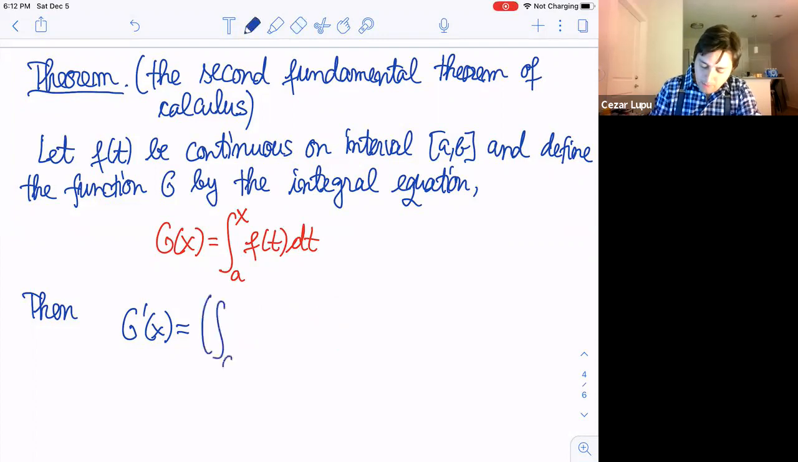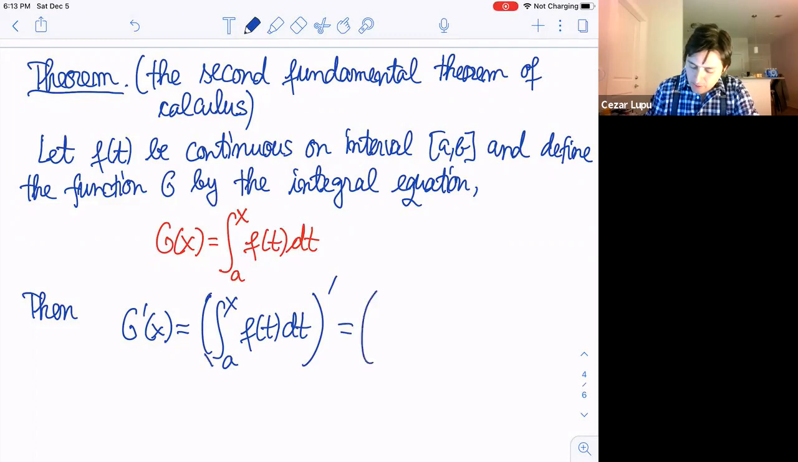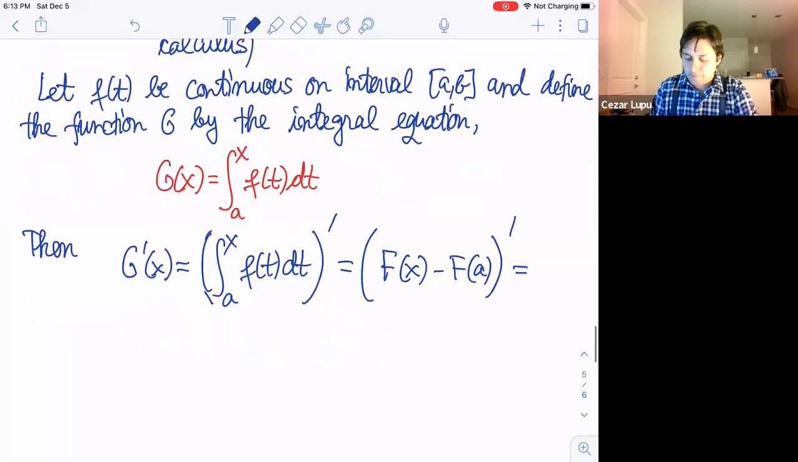Would be the integral from a to x of f of t dt, everything prime. So this would be nothing else than just F of x minus F of a, prime, where F of x, the capital F of x, is the antiderivative of f.